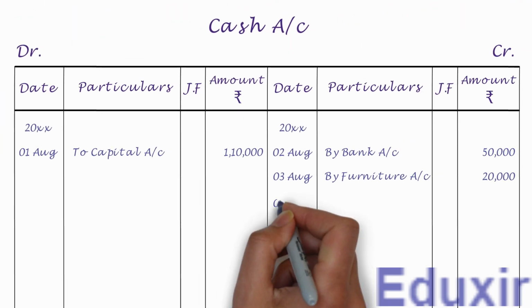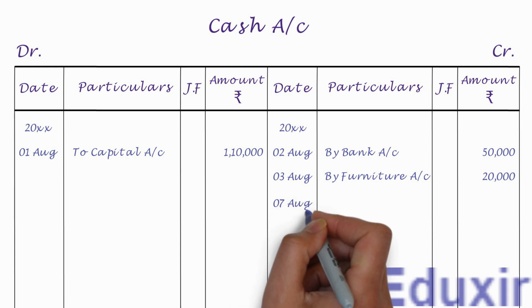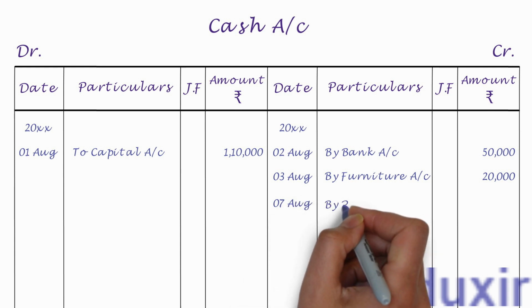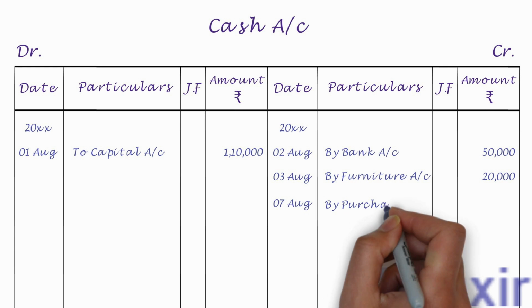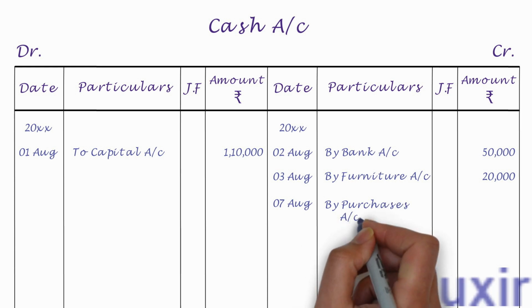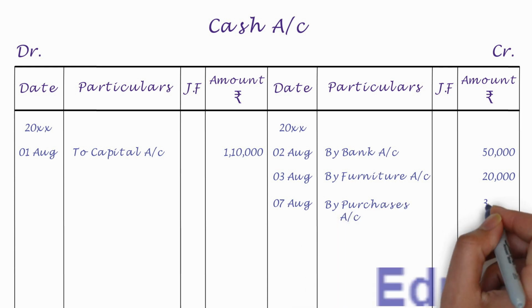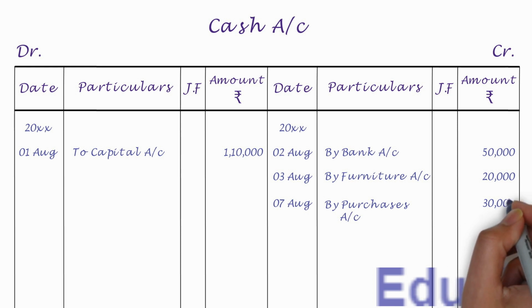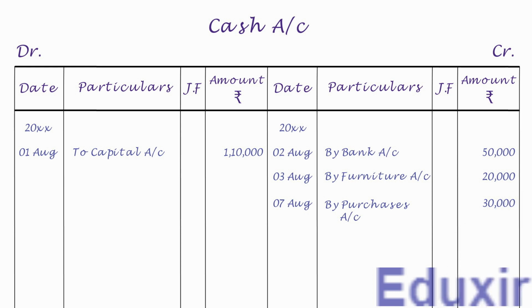Let us first write the date in the date column. We need to write by purchases account into the particulars column. Let us write the credit amount of 30,000 rupees into the amount column. With that, we have completed the posting of this journal entry into the cash account.